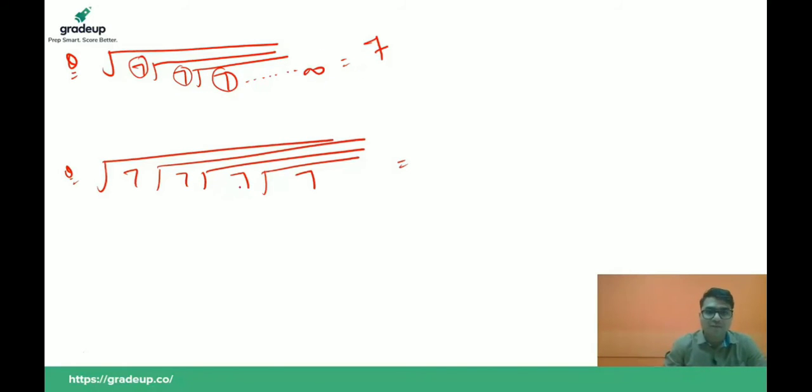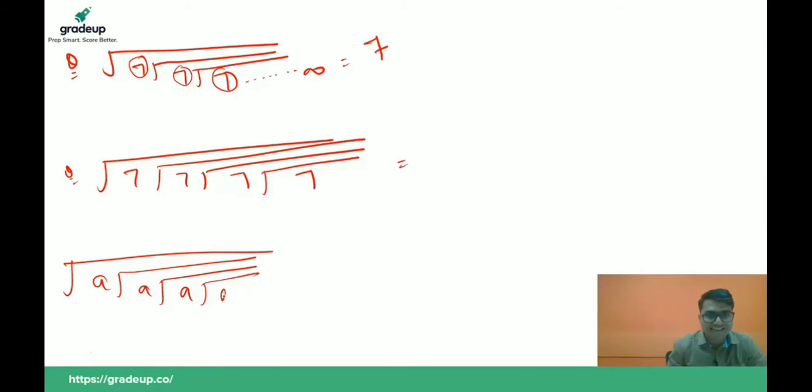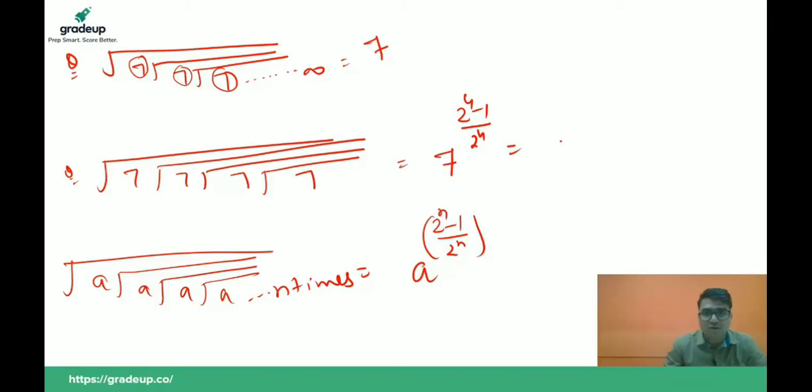But in these types of questions, you apply a formula: root of a, root of a, root of a, up to n times, that is a raised to the power (2 raised to the power n minus 1) upon 2 raised to the power n. Now, 7, 7, 7, 7, how many times? 4 times. So 7 raised to the power (2 raised to the power 4 minus 1) upon 2 raised to the power 4. That is 7 raised to the power 15 by 16, your final answer. I hope you got the point. Now let's move on to the next slide.